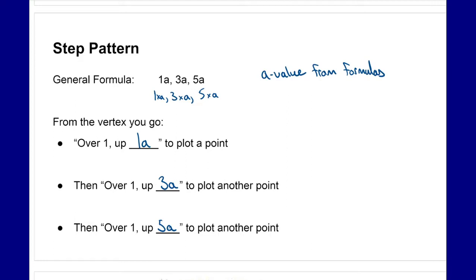So using this step pattern allows us to plot other points on our graph. It helps us make a little bit more accurate depiction of it. If we had just the x-intercepts and the vertex, we might be able to sketch it, but we wouldn't get an accurate representation.